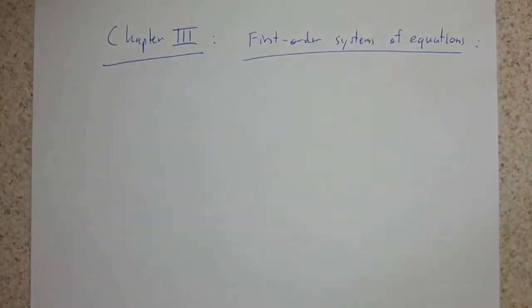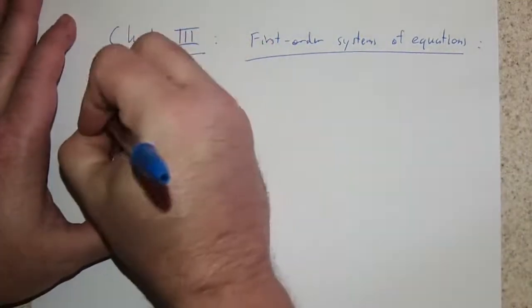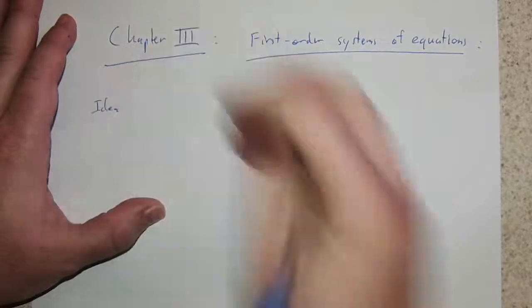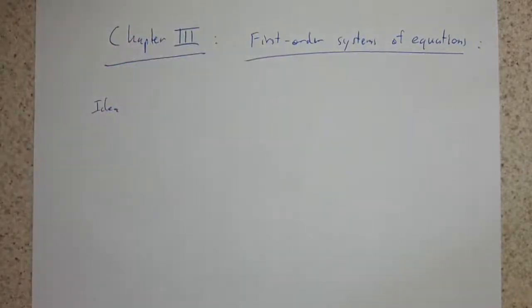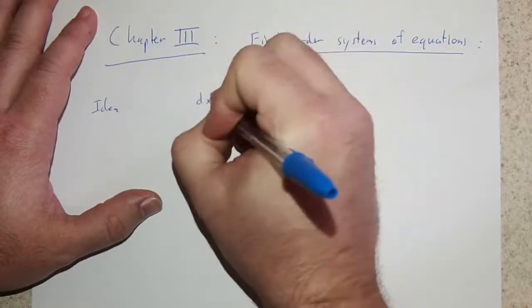So from now on, we are going to be dealing only with first order equations, but they are going to be systems of equations. So what does this look like? The idea here is that I have n first order equations, so I am solving simultaneously for n unknown functions.